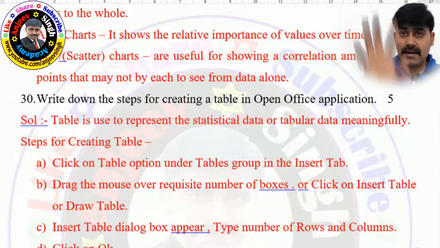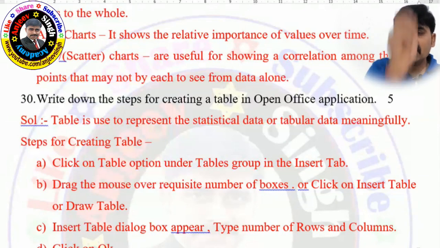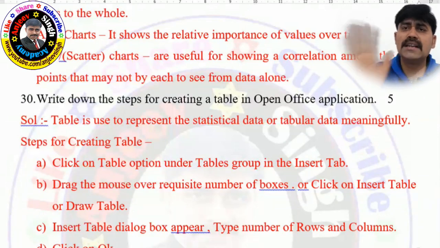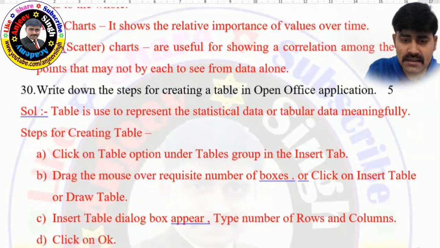Type the number of rows and columns and click on OK. Here you have to provide the number of rows and the number of columns, then the table is inserted. And if you just drag over the boxes, the table is automatically created. Okay, so it's very easy to create a table in this.